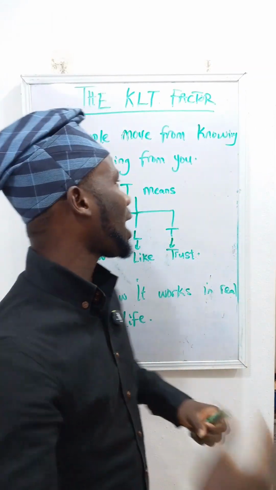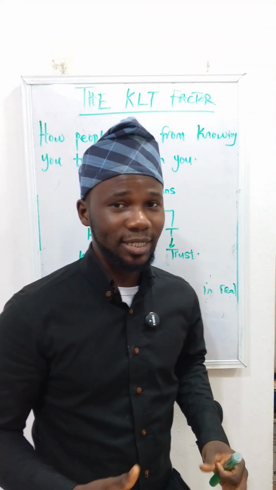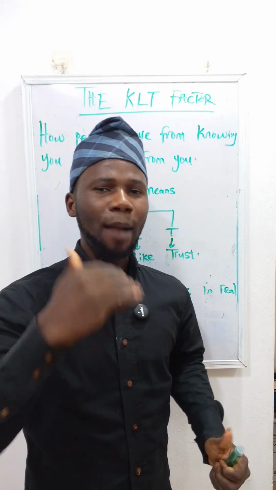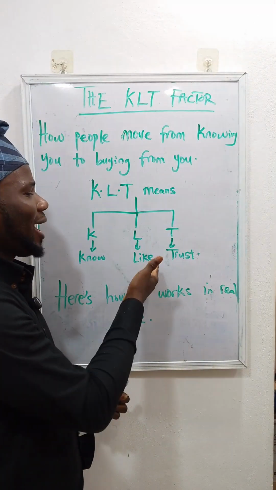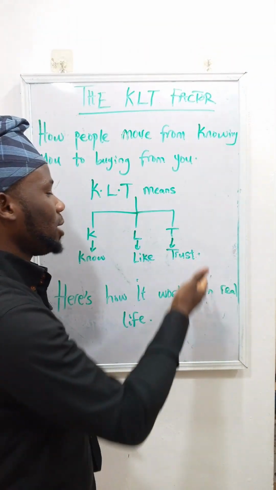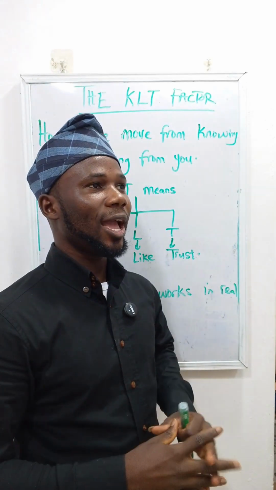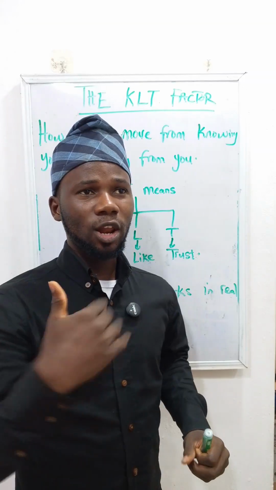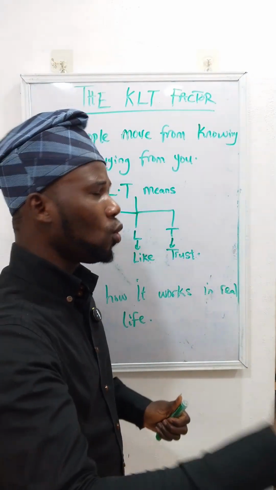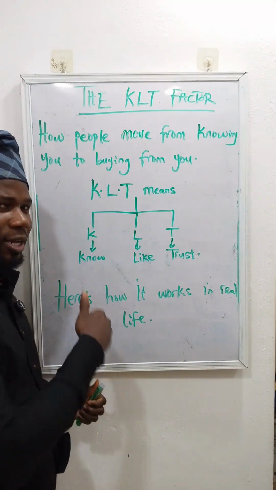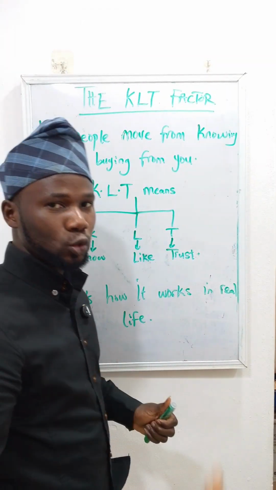So when we talk about the KLT factor, the K simply means know, like, and trust. I have already explained this in my previous video, but in this particular video, I'm going to be buttressing more on how you can allow people to know you, how you can allow people to like you, and how you can allow people to trust you. And this is where the majority of people on this online space get tired, because a lot of people don't want to do what will make people know them. Or let me say, some people usually do what allows people to know them, but the truth is they don't usually do what makes people like them and trust them. And this is why a lot of people are confused.